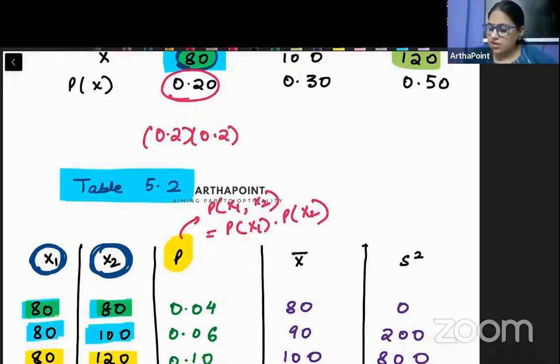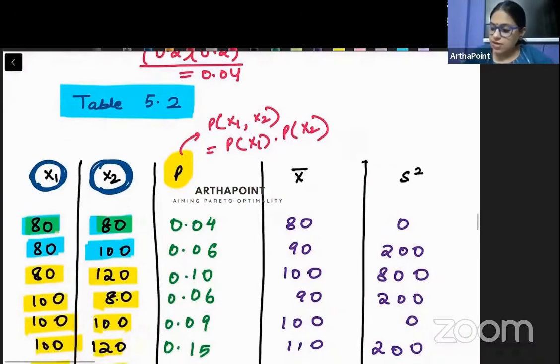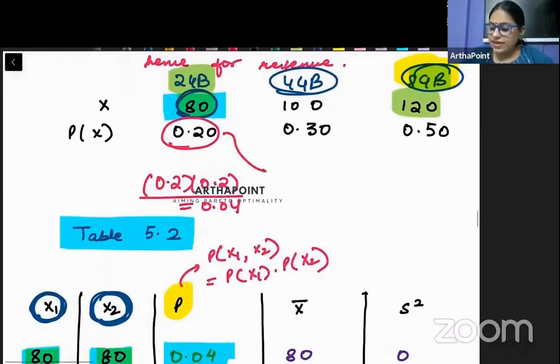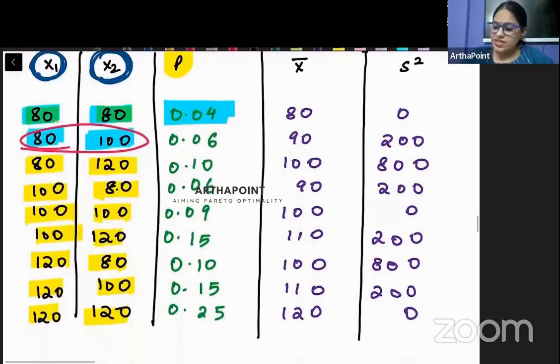So if we look here, this is going to be 0.04, and this is what is appearing here. Similarly, the next one says 80 and 100. So if I take 80, its probability is 0.2, and 100's probability is 0.3. So I will get 0.06. If I look here, this is giving me 0.06.